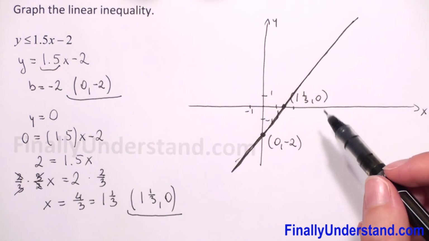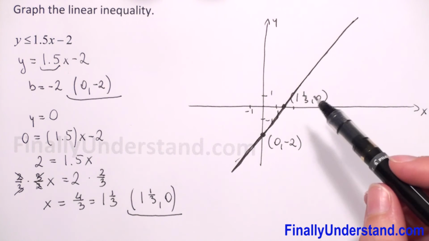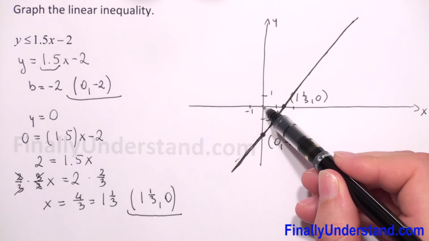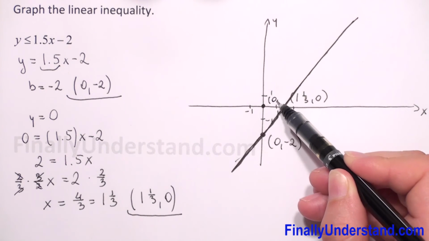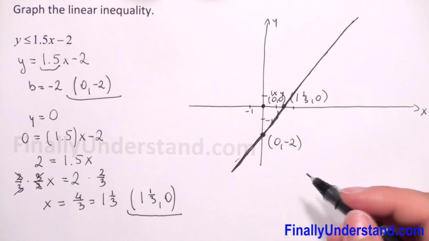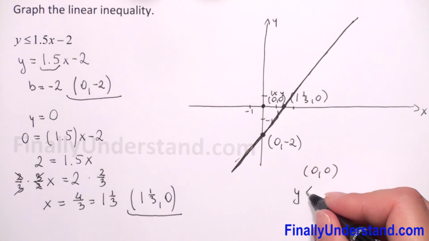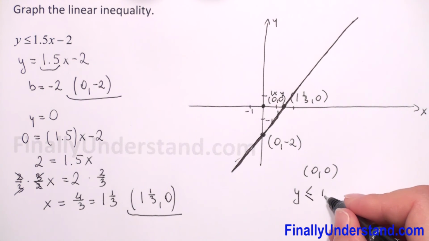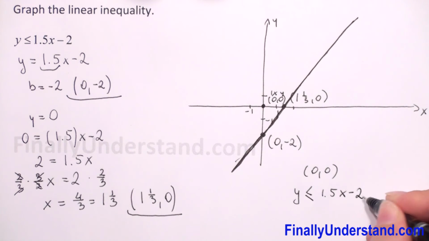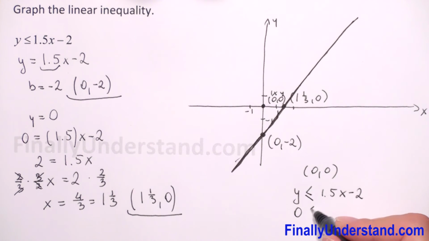The easiest way is to choose one point and check if this point belongs to our inequality. The easiest point is always (0, 0). So let's put this is the first coordinate, this is the second coordinate. So we have the point (0, 0). Our inequality is y is less than or equal to 1.5 times x minus 2. Now we will substitute x by 0 and y by 0. So we have 0 less than or equal to 1.5 times 0 minus 2.